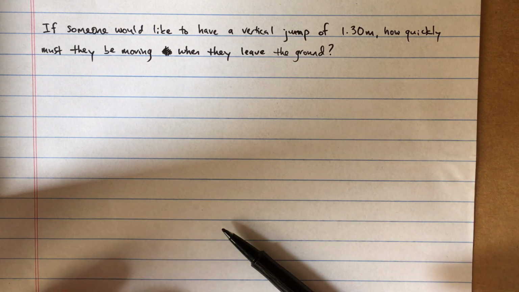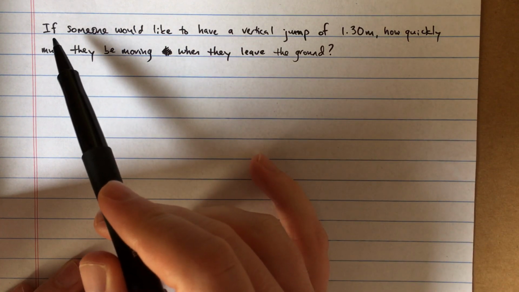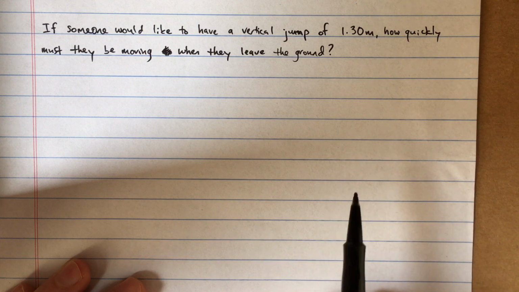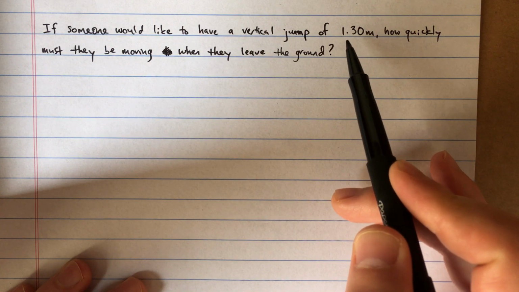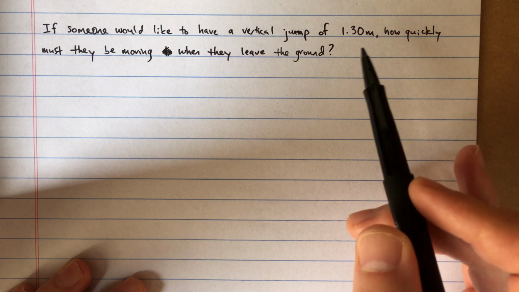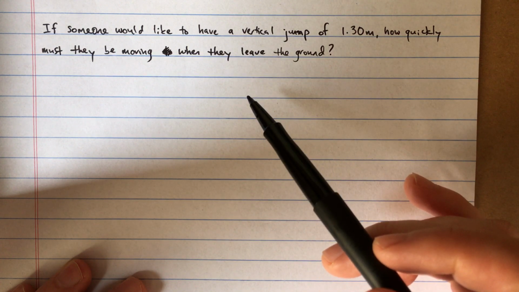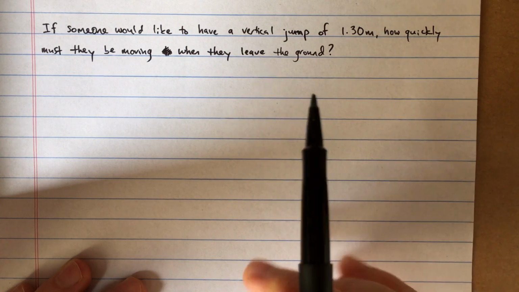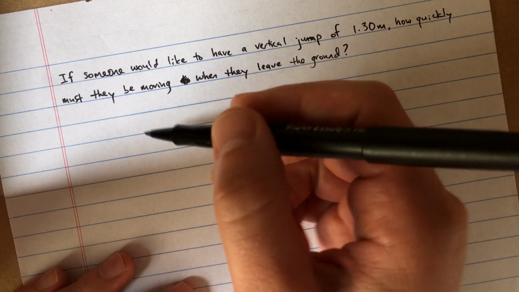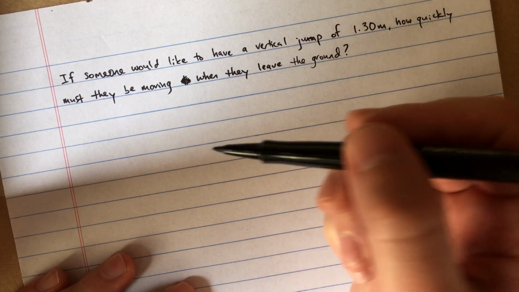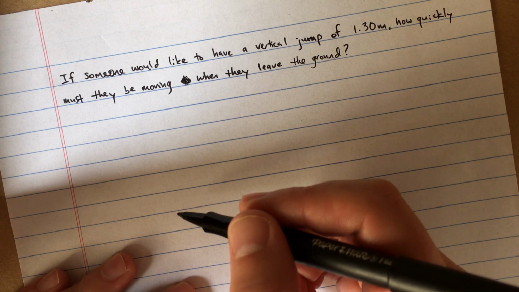All right. So if you can read this, hopefully you can. If someone would like to have a vertical jump of 1.3 meters, so their feet rise 1.3 meters off the ground, how quickly must they be moving when they leave the ground? Okay, this is pretty standard stuff.